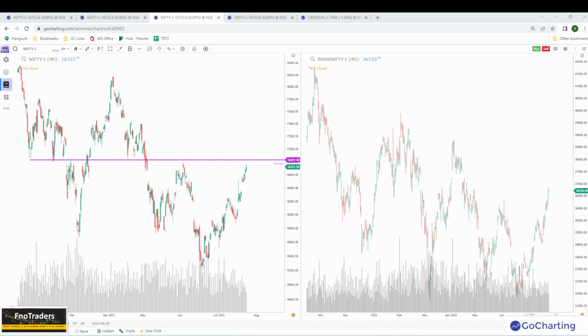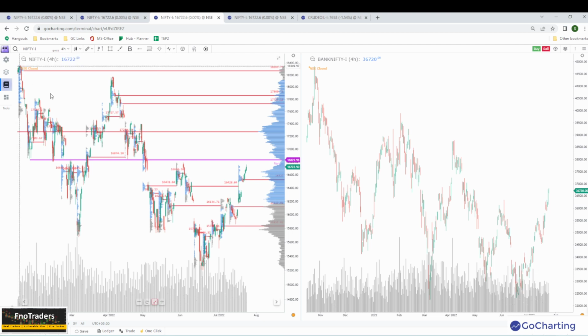If you just look at the profiles as well, quickly, not taking much time, this is a clear volume edge, and there's a clear volume zone that has now been established at this region.